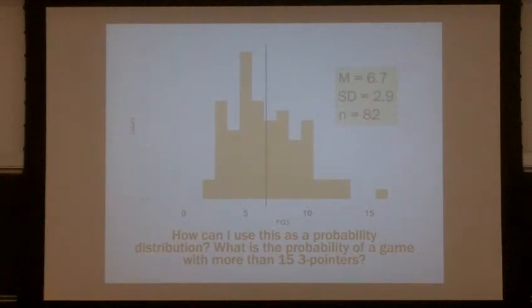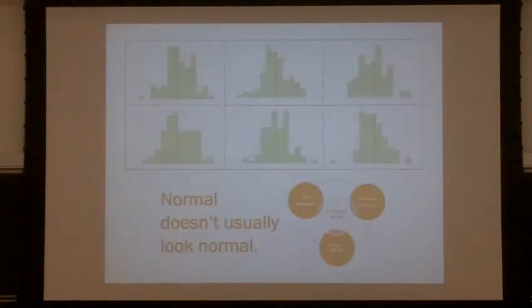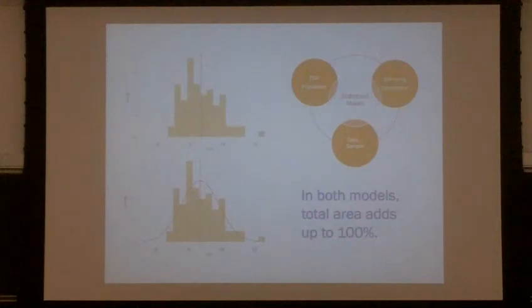And so absolutely, to calculate from this, if you use this as your model of the error, then only one game had more than 15 three-pointers. So you're going to take that, divide it by 82, which was the total number of games in this data set, and that's going to give you roughly an estimate of the probability. But yes, by 82.